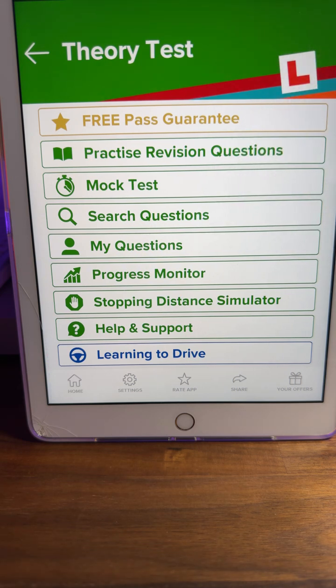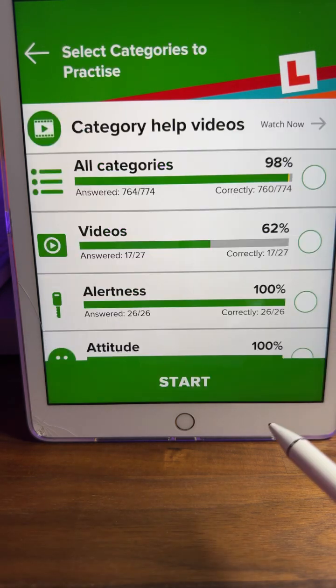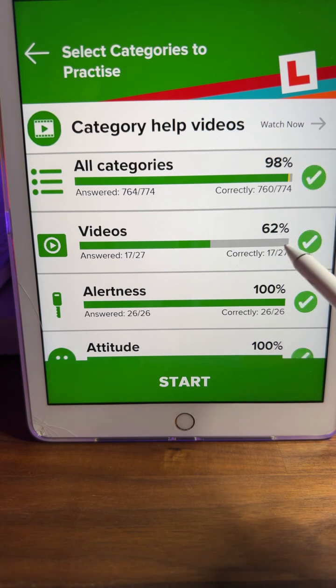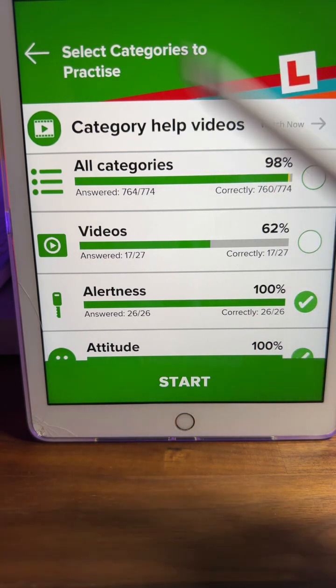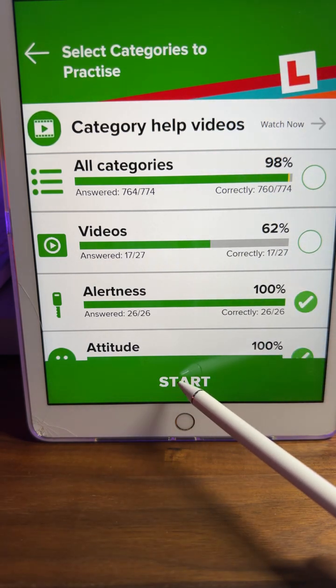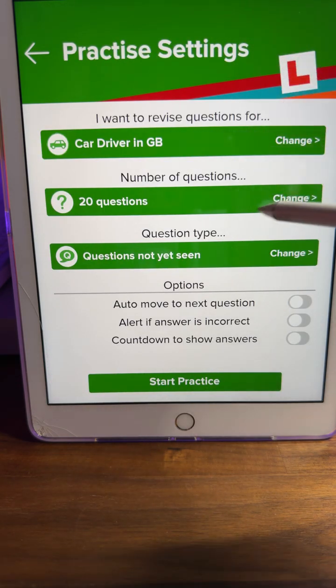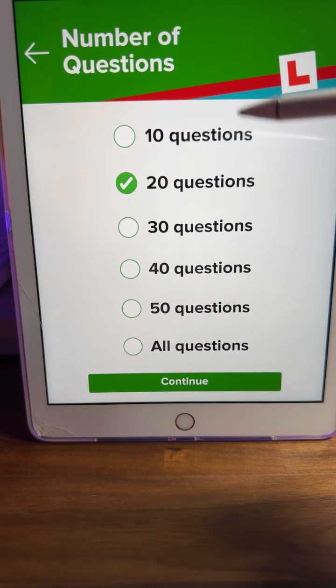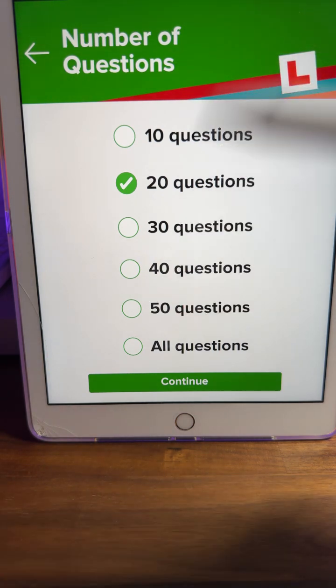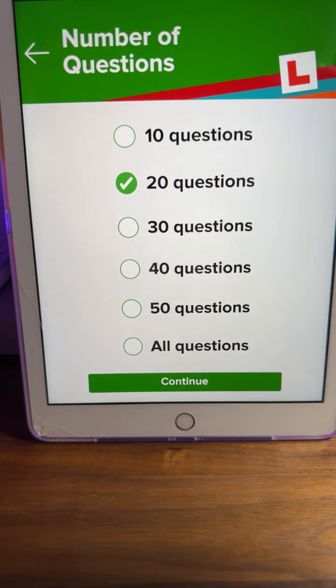Okay, so let's have a look. We're going to do practice revision questions. We're going to do all the categories apart from videos, because it kind of orientates it, and I don't like that when it's on a live. And we click on start. Now, we also have the option to choose however many questions you want to do. You can do 10, 20, 30, 40, 50, or you can do all of the questions. We're not going to do all the questions, we'll be here forever. So we're going to do 20 questions.